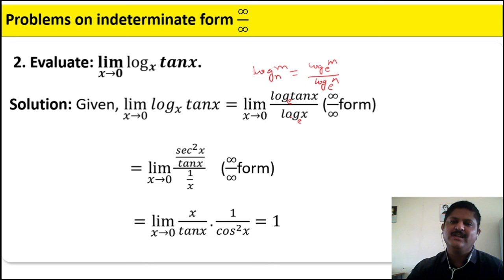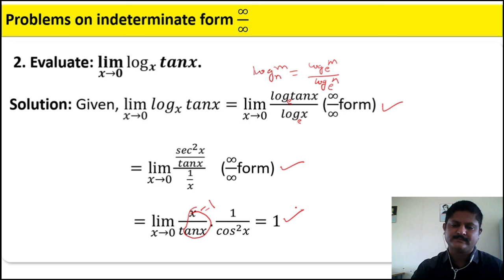Apply L'Hospital's rule. The differentiation of log of tan x is 1 by tan x into secant square x, log x is 1 by x, which is again infinity by infinity form, which equals, simplify it, x by tan x into 1 by cosecant square x, because we know that limit of x tends to 0 tan x by x, this value equals 1, divided by 1 by cos 0 is 1, therefore the total value is 1.